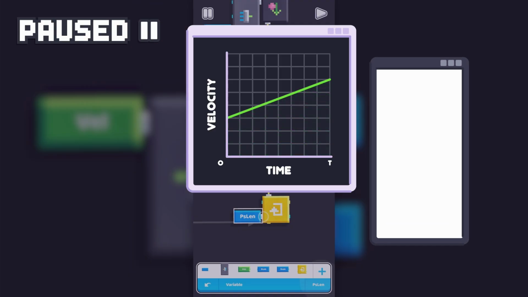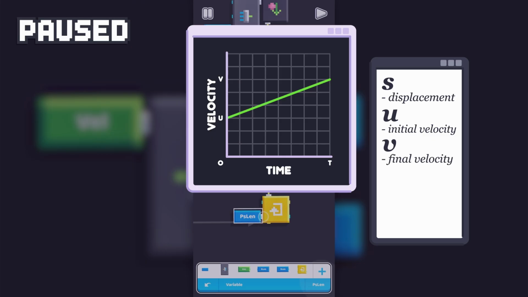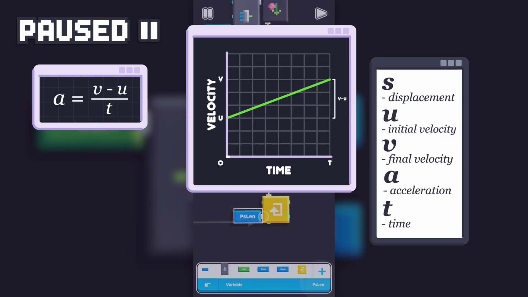Now, let's talk about the variables. So we have s for displacement, u is for initial velocity or the velocity at time equals 0, v is for final velocity or the velocity at t seconds, a is for acceleration, which in this case is the gravity, and t is for time. The gradient of this line, or the acceleration, can be retrieved by finding the difference in the velocity divided by the difference in time. That means we'll be subtracting the final velocity with the initial velocity and the time with 0, leaving us with a is equal to v minus u over t.